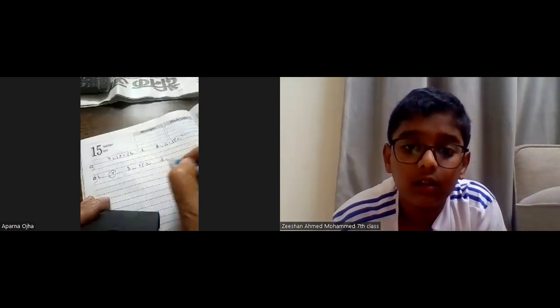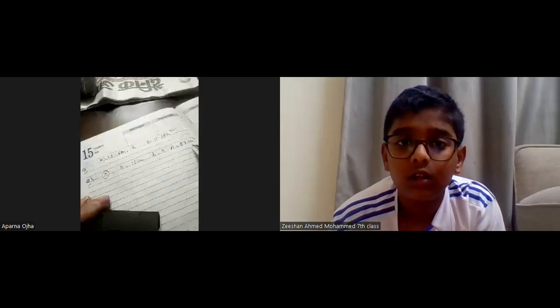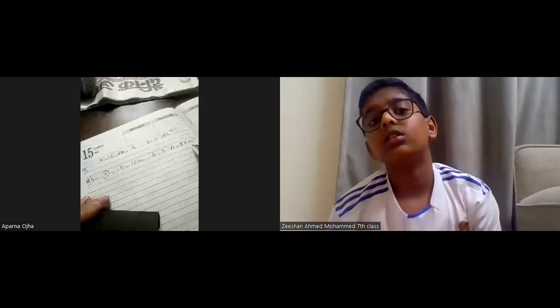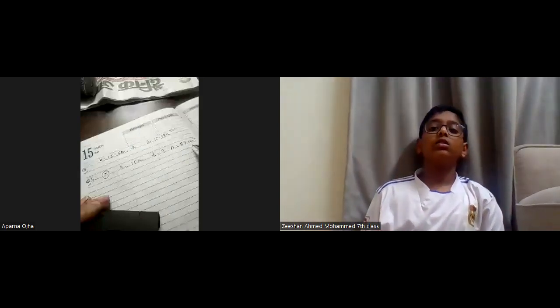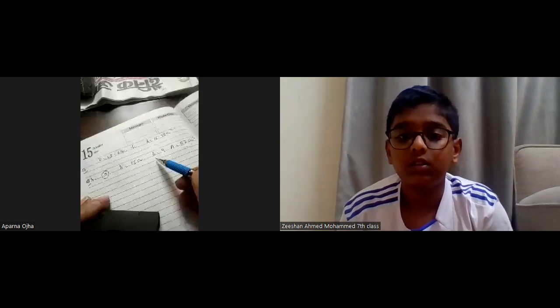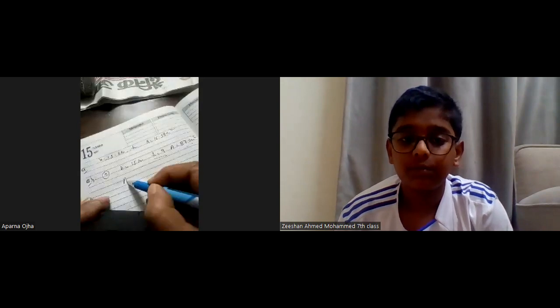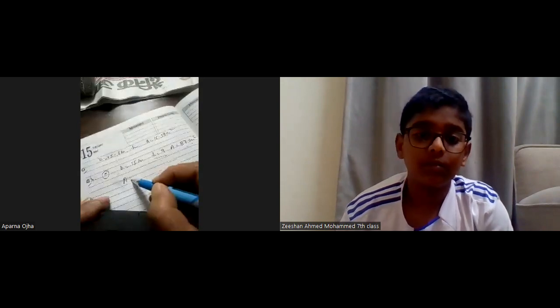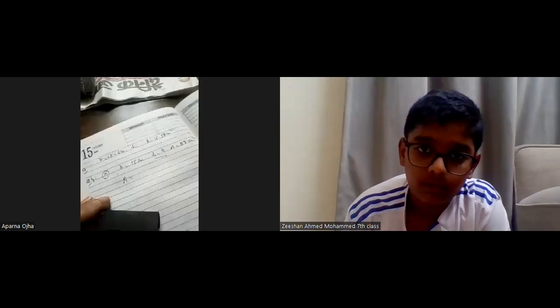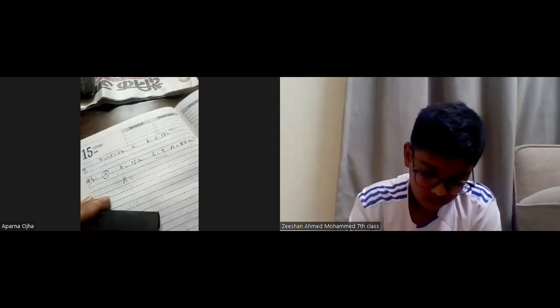Area 87. Aisha, this is the question. Aisha, you can see your book also. Question number 4A. Base is given, that is 15 centimeter. Height we have to find, and the area is 87 square centimeter. Can you tell me what is the formula of the area of the triangle? Aisha will tell me first.